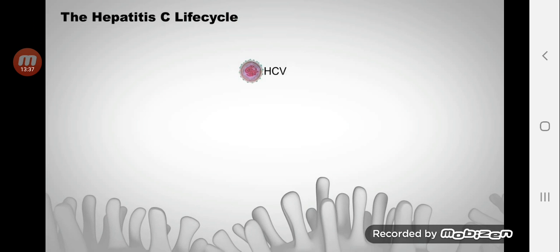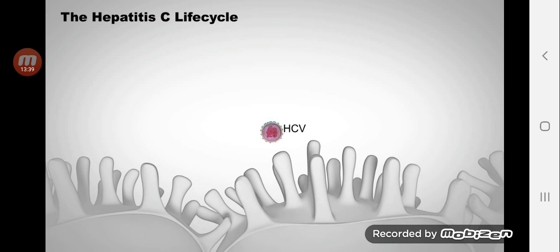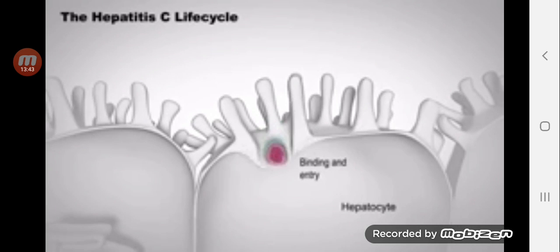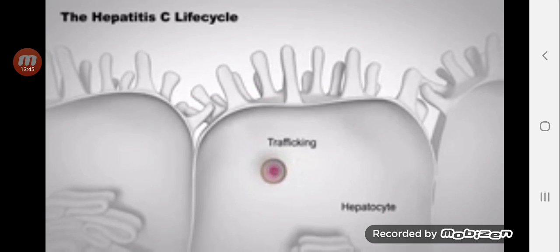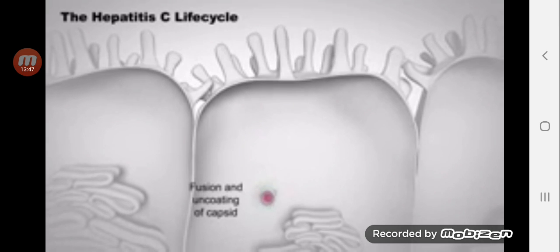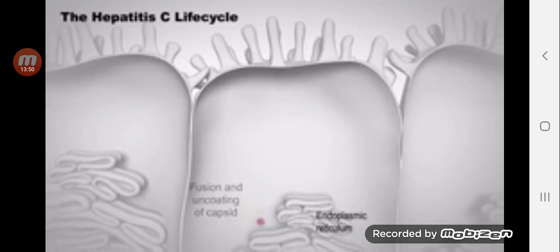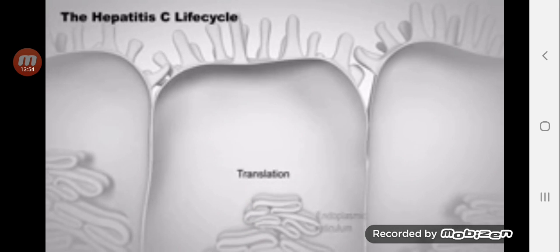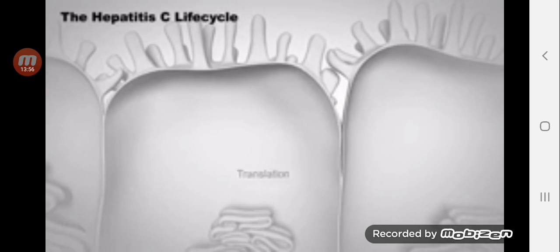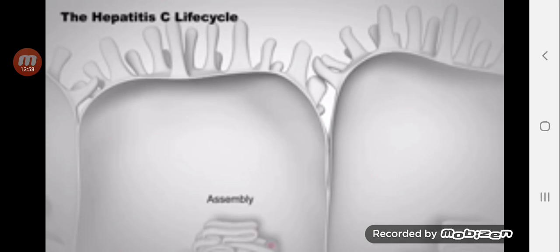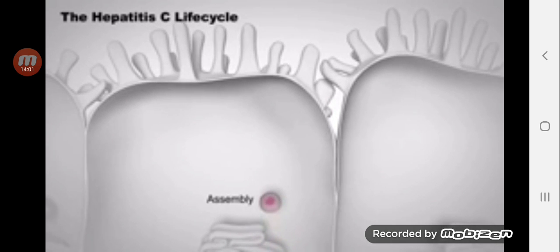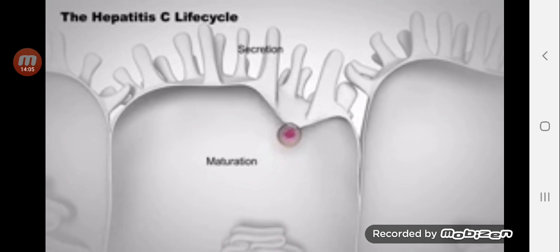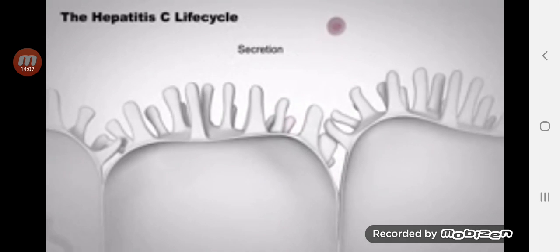HCV is a linear single-stranded RNA virus whose genome encodes a single polyprotein of 3,000 amino acids. The protein is then processed by both host and viral proteases into structural proteins and non-structural proteins that assist in viral replication. Several steps are fundamental for HCV to infect a cell, replicate, and then release to infect other cells. Each of these steps is a potential target to interrupt replication, rendering this virus inactive.